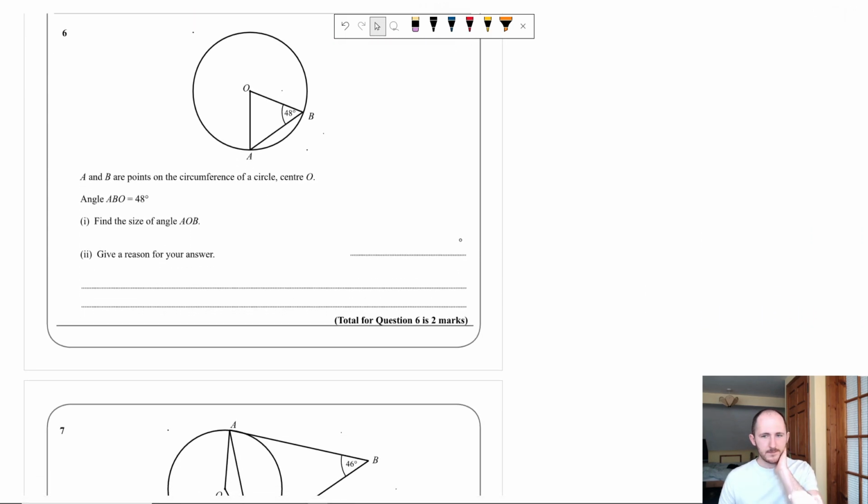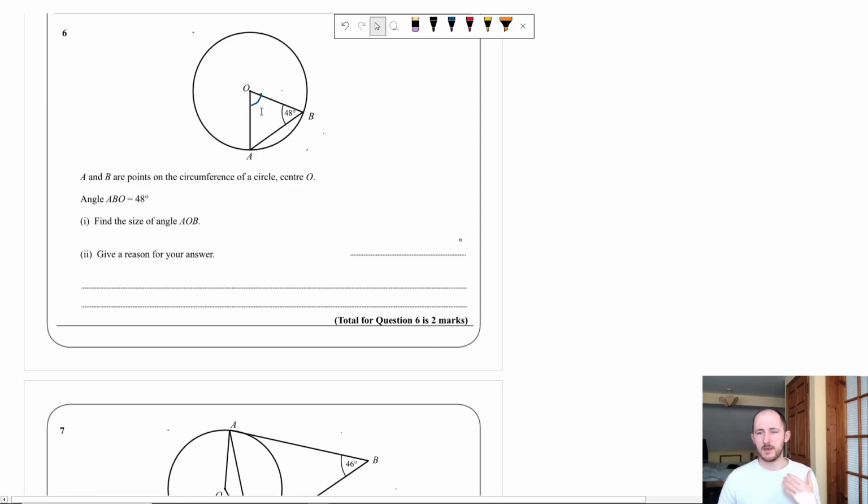Okay. Now for this one, we have A and B are points on the circumference with the center of O of a circle. ABO is 48. Find the size of angle AOB. So we're looking for this one, and we need to give a reason for our answer. Okay, so it doesn't look like they've given us much, but they've actually given us everything we could possibly want. Okay, and here's what you need to do.